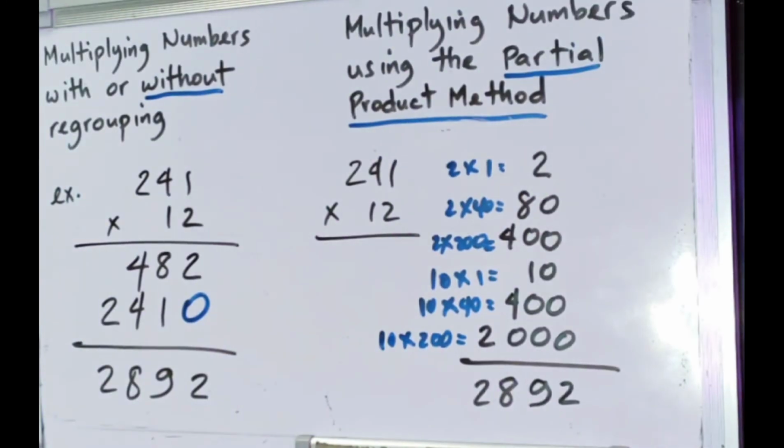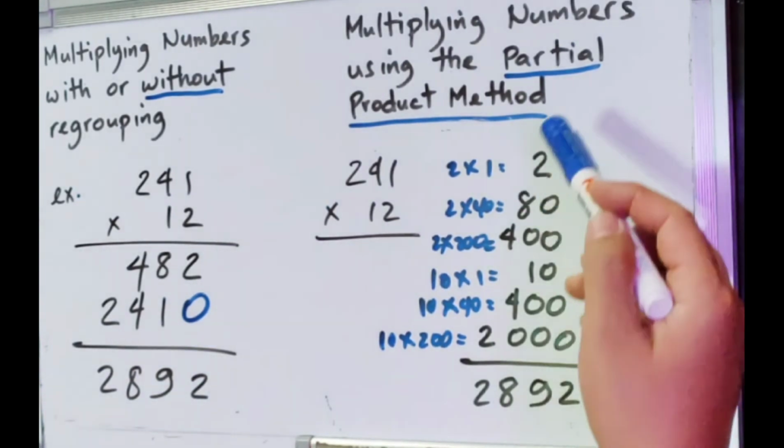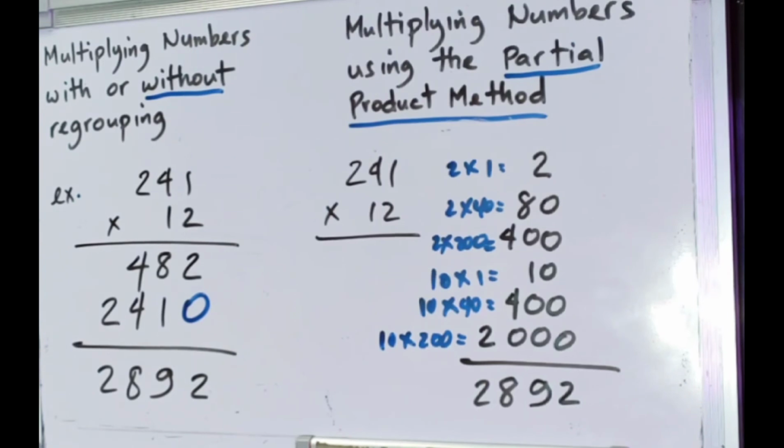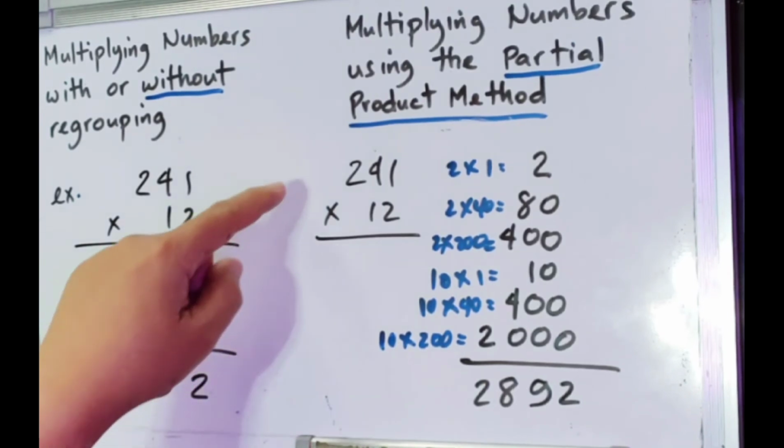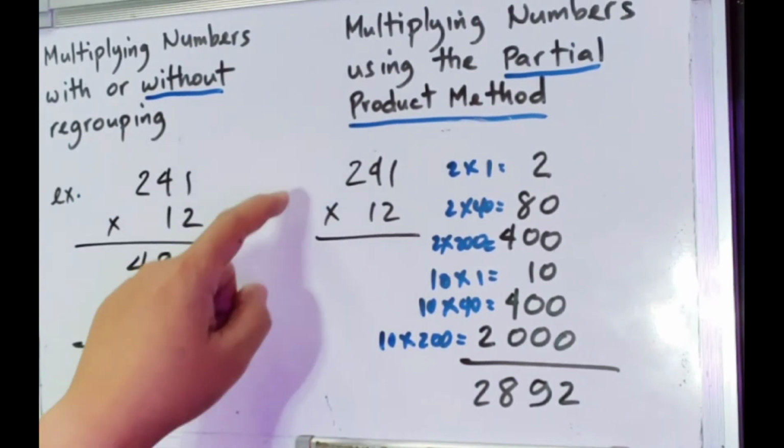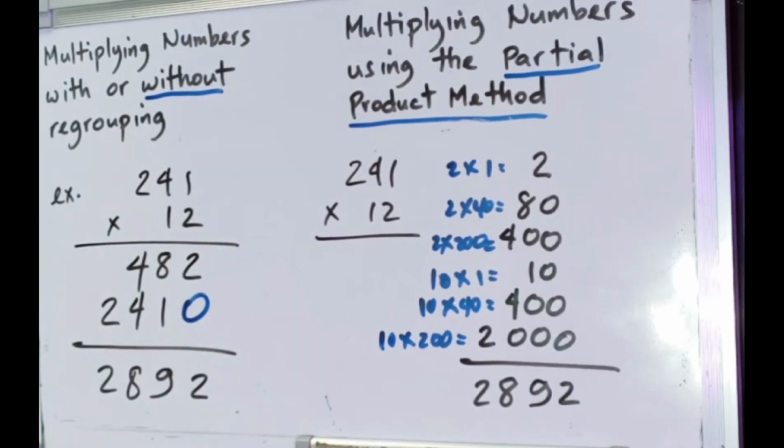But when we want to use the partial product method, we have a 3-digit number and a 2-digit number. So when you use this method, expect that you have 6 partial products. The number of digits in the multiplicand and the number of digits in the multiplier, multiply that. That's the number of partial products. And you add these partial products, you get also the final answer.